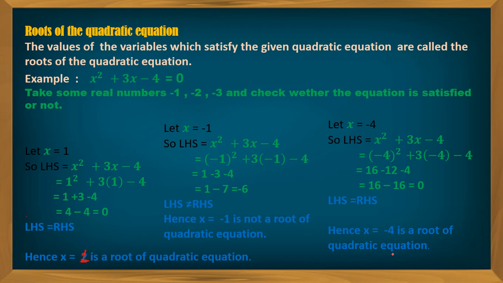So here the concept is that the root of the quadratic equation is nothing but the value of the variable which satisfies the equation. That means the left hand side and right hand side of the equation are equal. Then the value of that variable is the solution of the quadratic equation. So the solution of the quadratic equation is known as the root, or roots, of the quadratic equation. Why are we saying that? As we know that the quadratic polynomial has at most 2 zeros, the quadratic equation also has 2 roots.